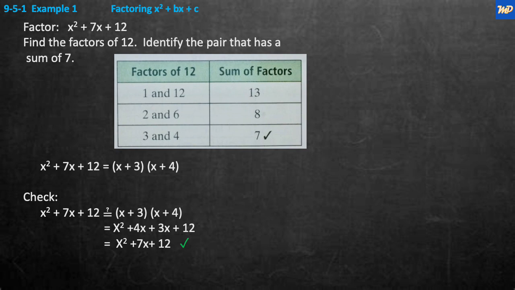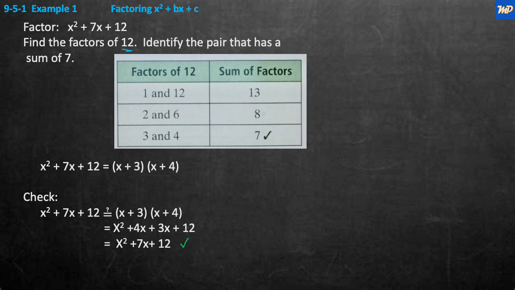And when they're positive, you can factor the factors of 12. Find the factors of 12. Identify the pair that have the sum of 7. So we're going to look for factors of 12 and find out which pair of those factors you can sum and come up with a 7.